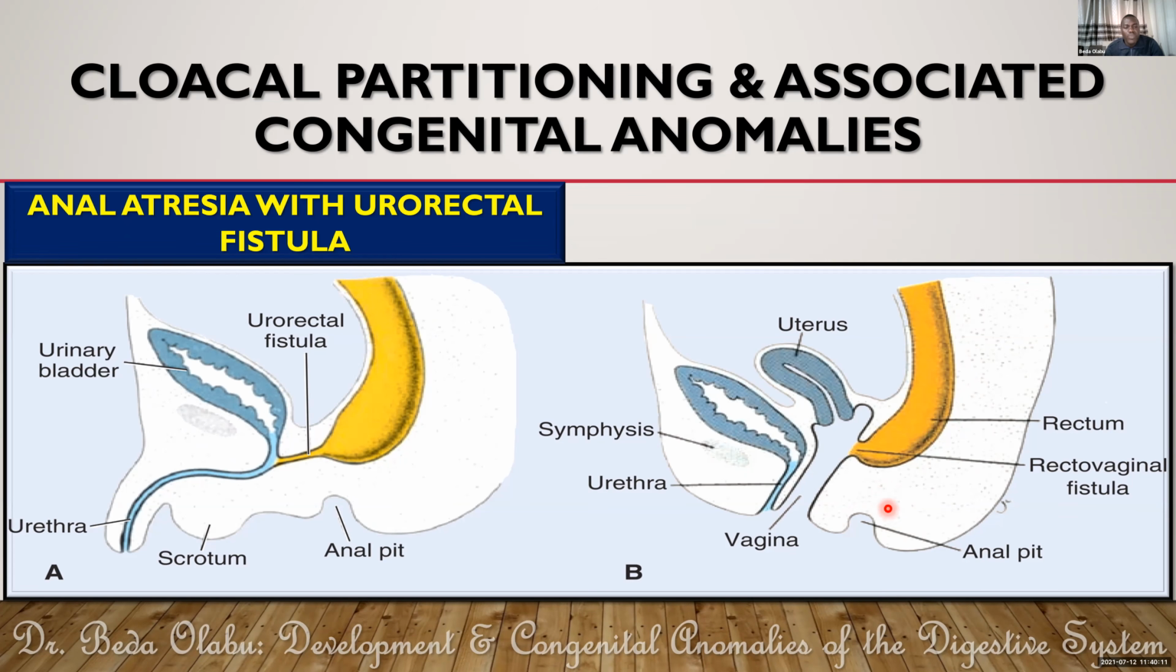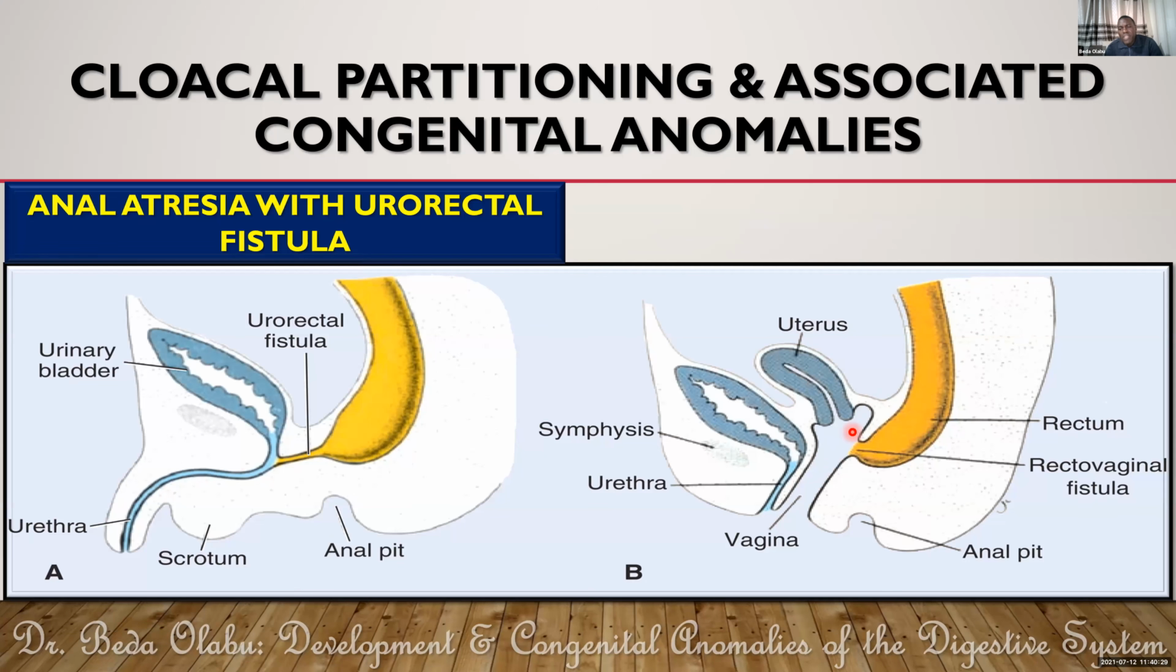Where will the fistula be? In the first image, with a male child, there is anal atresia, but the stool is going to the urethra. So we call it anal atresia with urorectal fistula. Uro for urinary.